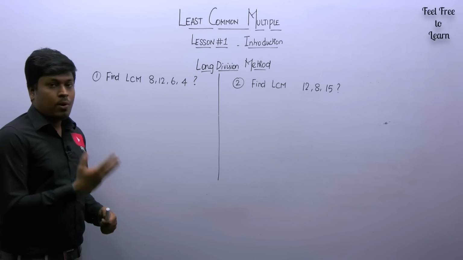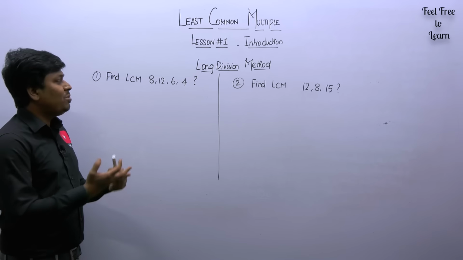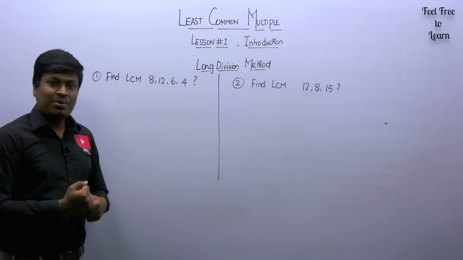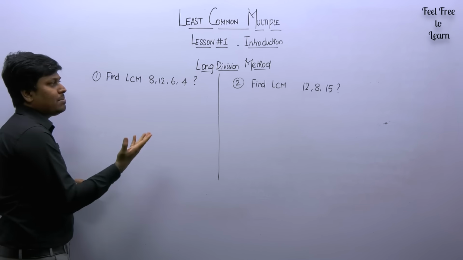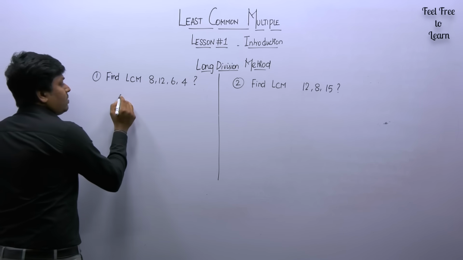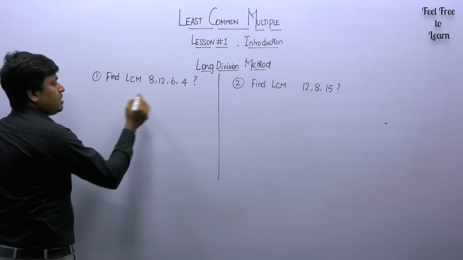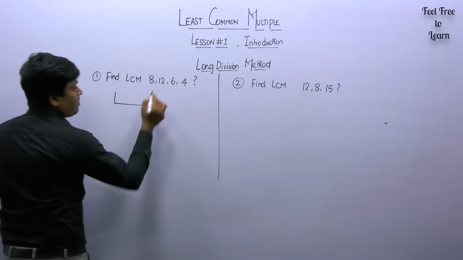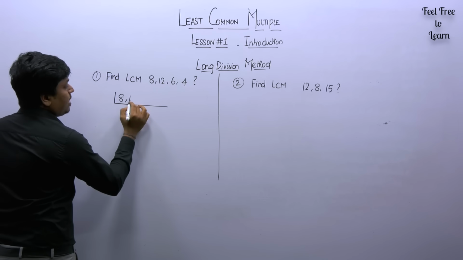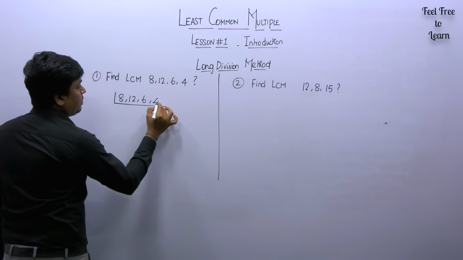So next is the long division method. I don't want to teach this long division method in detail because everyone might have learned it in school itself, right? What usually the long division method is, we put an L like this and we write all these numbers: 8, 12, 6, 4.